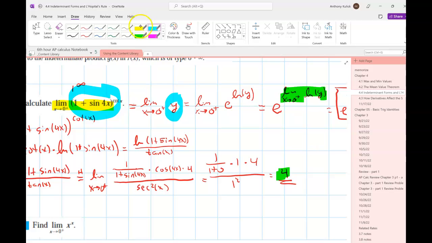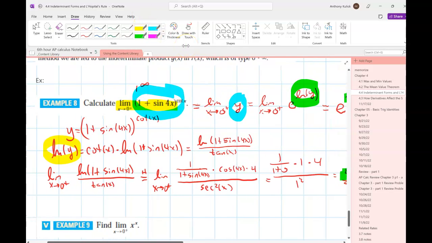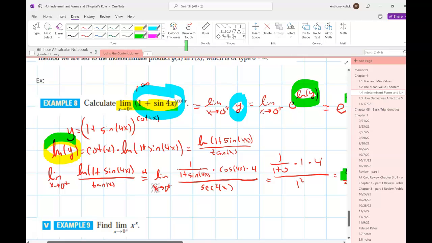Okay. And the reason I wanted to do that is because I already knew what the limit of the natural log of y is. That's what we did down below. Right. So then I could just substitute that number in, and then we're done.